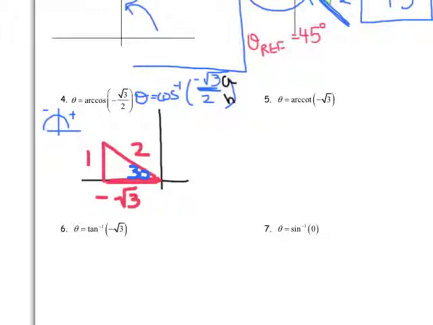Now the reference angle is good to find, but it is not the final answer. The final answer is from the 0, how do you get here? So if this is 180 and I am 30 degrees less than that, so I will be subtracting. 180 minus 30 is 150.